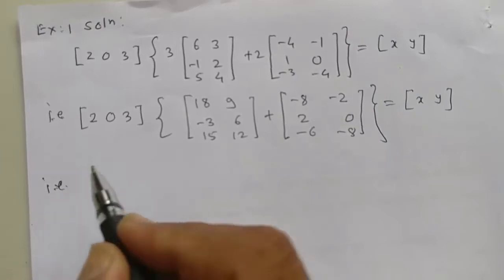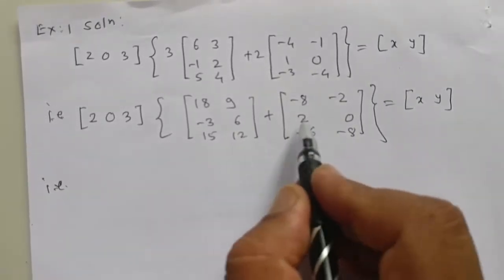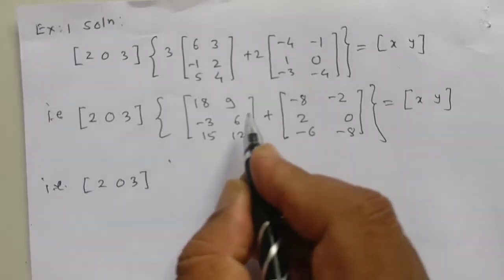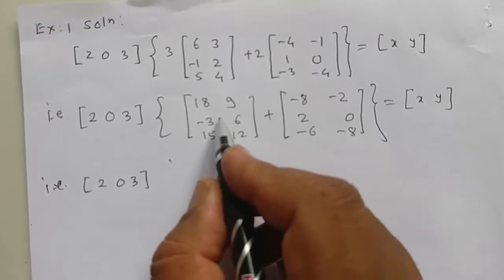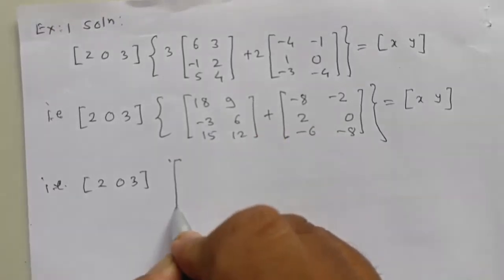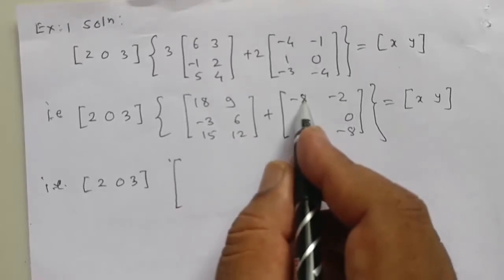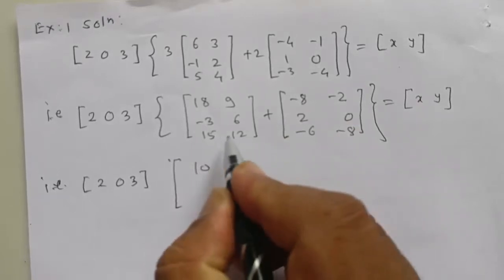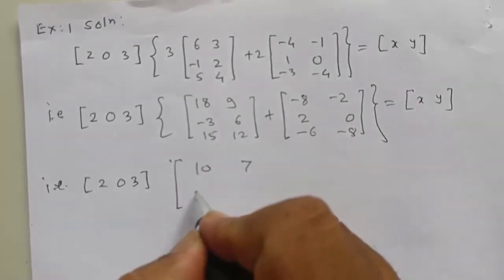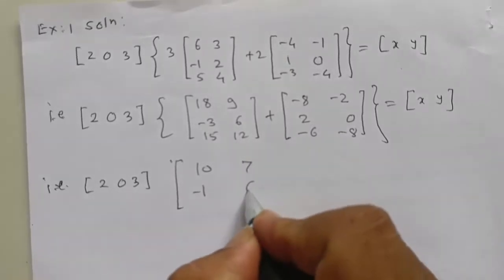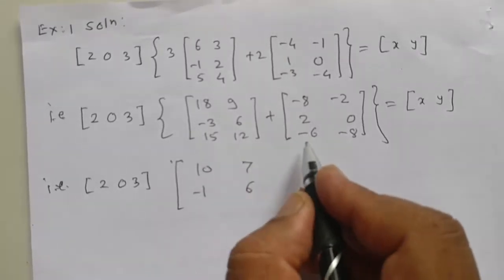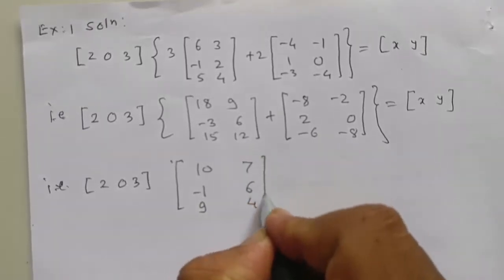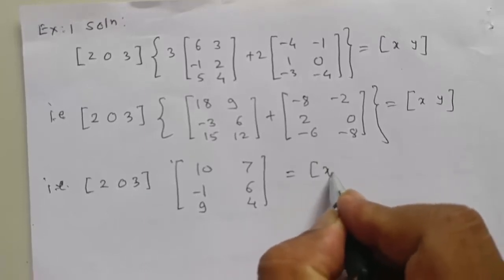Now we add these 2 brackets first. 2 0 3, matrix addition, corresponding elements we add. This is equal to 18 minus 8, that is 10, 9 minus 2, 7, minus 3 plus 2, that is minus 1, 6 plus 0, 6, 15 minus 6, that is 9, 12 minus 8 is 4, is equal to [x y].